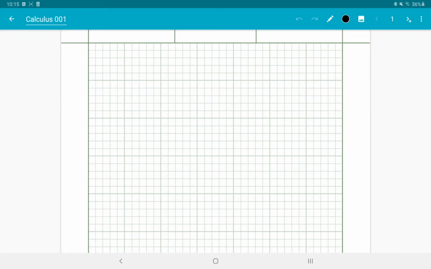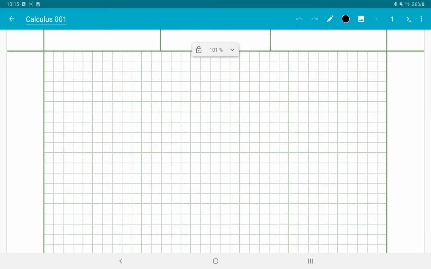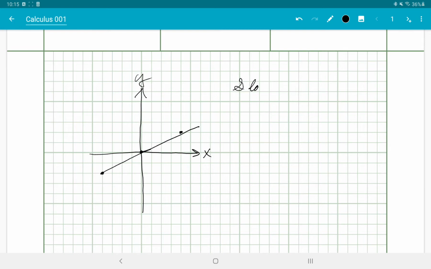In calculus. Okay, so first we're going to start off with something really, really simple. Imagine you've got an XY plane. Imagine you've got an XY plane. All right, and let's say you have a line. We'll pick a couple points right there. Pick some points here. All right, how do you get the slope of this line? How do you get the slope?